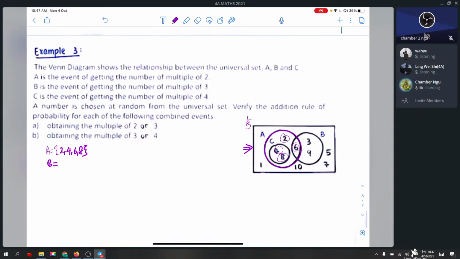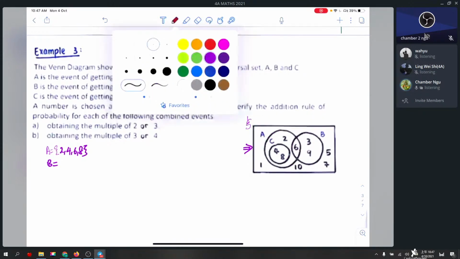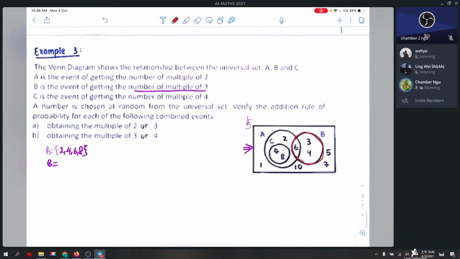B is getting the multiples of 3. Kalau B, so B will be okay, this circle, right? Which we will get 3, 6, and 9. So, lepas itu C. C is multiple of 4. Multiple of 4 is 4 and 8, right? Okay, now a number is chosen at random from the universal set.